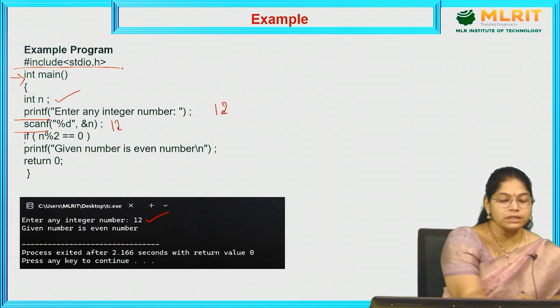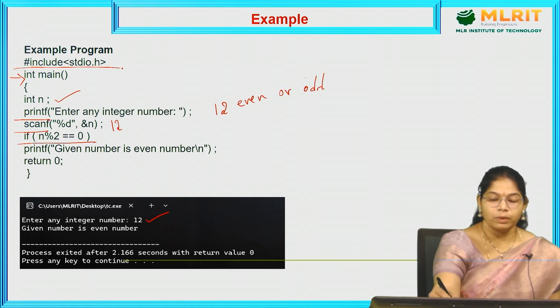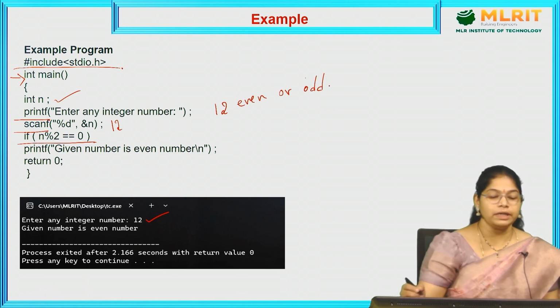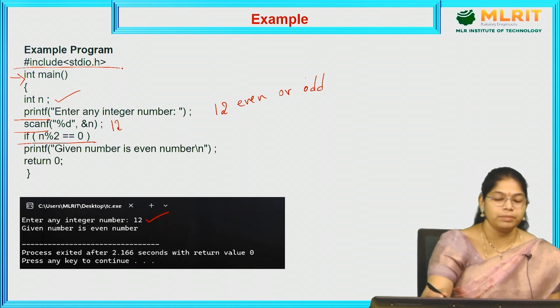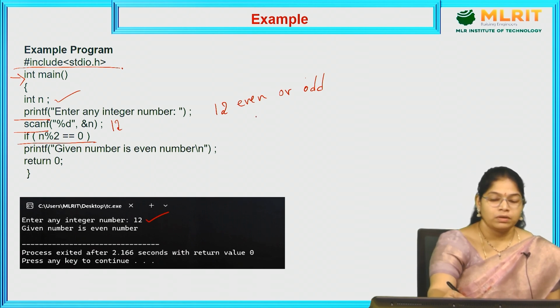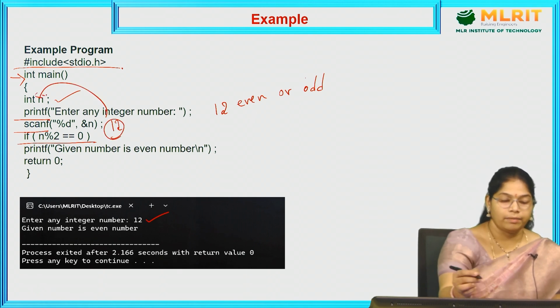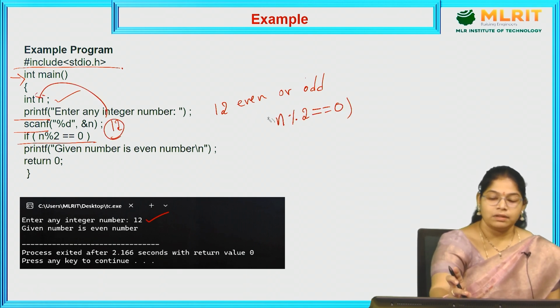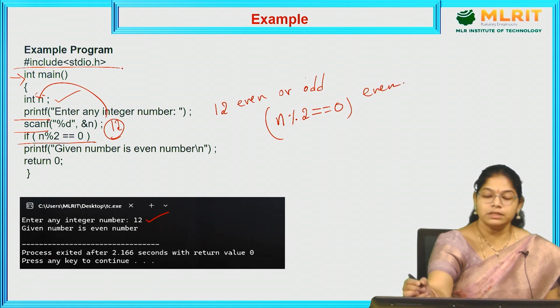Then what is the condition here? I have to check whether the given number is even or odd. When the number is divisible by 2 and the remainder is 0, then the number is said to be an even number. So the condition is the number which is stored in the variable n. The given number n must be divided by 2 and the remainder is 0. Then only the given number is said to be an even number.